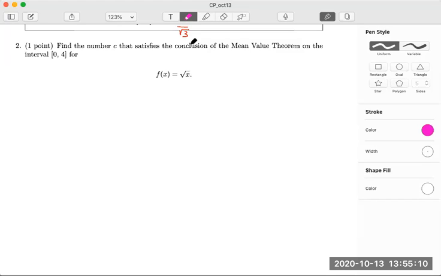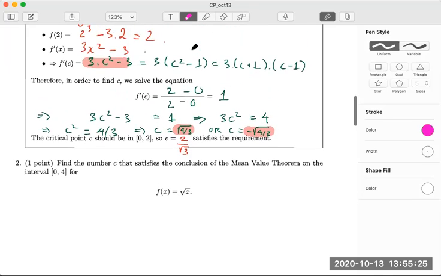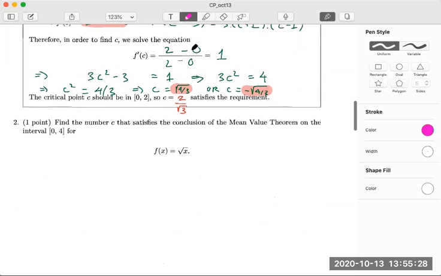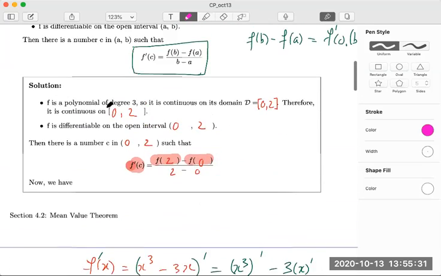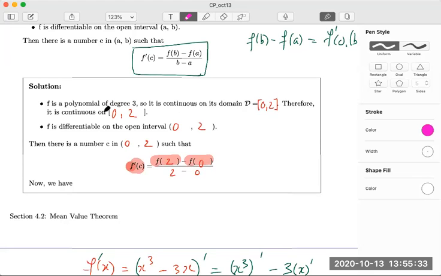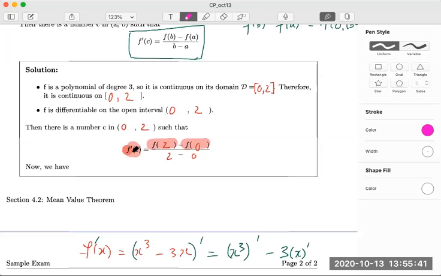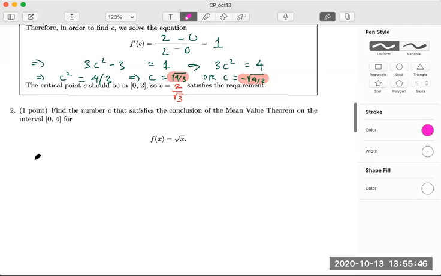Find the number c that satisfies the conclusion of the mean value theorem in the interval from 0 to 4. Okay, what should we do? Yes, the same story, right? We need to check if it is continuous. And actually, the square root here is continuous for positive x, right? The condition, okay? Let us do it here.